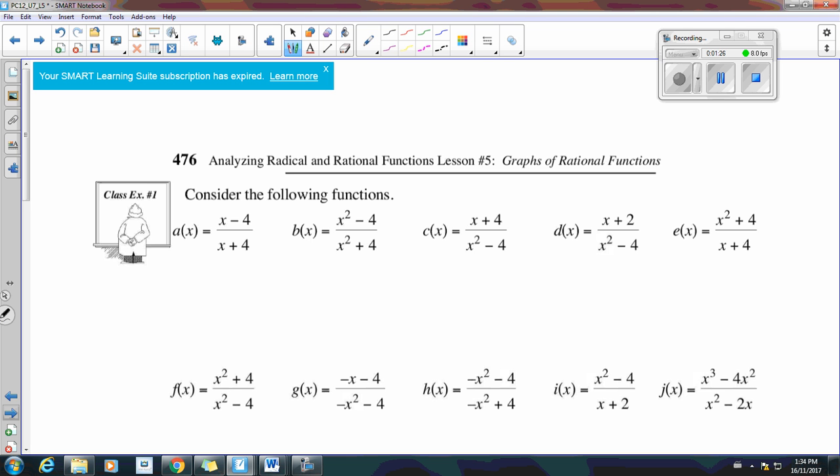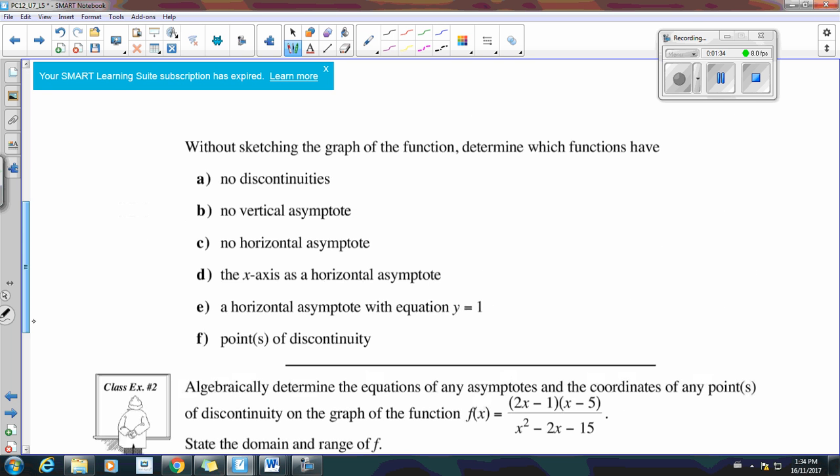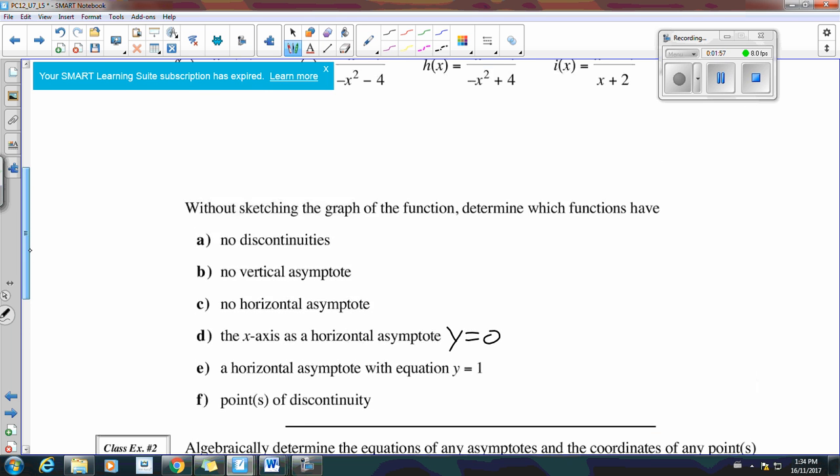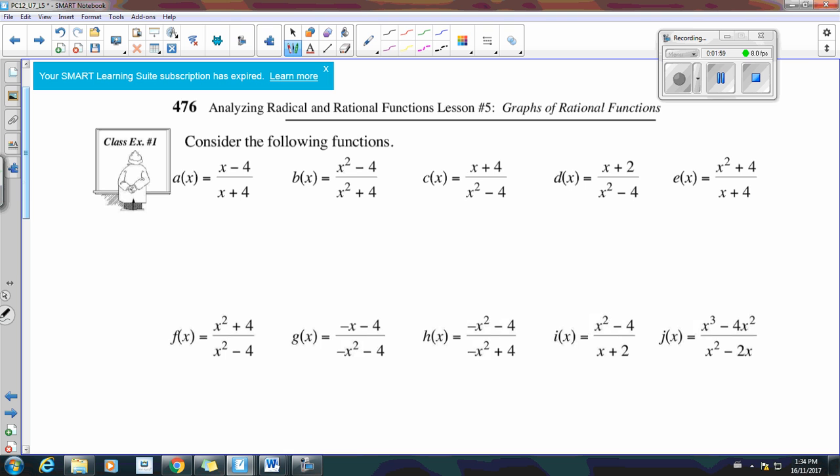So we're just going to skip to page 476 here and look at the examples. So here it gives us 10 functions, and we need to discover which ones have no discontinuities, which ones have no vertical asymptotes, which ones have no horizontal asymptotes, which one uses the x-axis as a horizontal asymptote, which means the equation is y equals 0, which one has a horizontal asymptote with the equation y equals 1, and which ones have points of discontinuity. So we'll go one at a time and see if we can figure out where to place these.